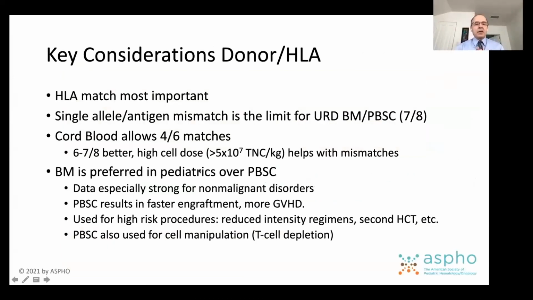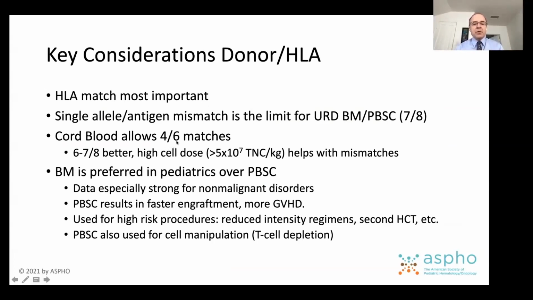Now let's summarize again some things about donor choice. So first, HLA match is the most important. If you have mismatches, we don't like you to go more than a single mismatch. And if you go more than a single mismatch in the unrelated donor realm, you need to do something else. That doesn't apply, of course, to haplotransplants, which are from family members, which are a different thing.